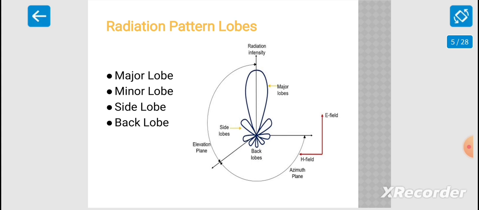Next one is the side lobe. These are the minor lobes adjacent to the main lobe and are separated by various nulls. The side lobes are the largest among the minor lobes. Then back lobes. This is the minor lobe diametrically opposite to the main lobe. It is a radiation lobe whose axis makes an angle of approximately 180 degrees with the major lobe direction.